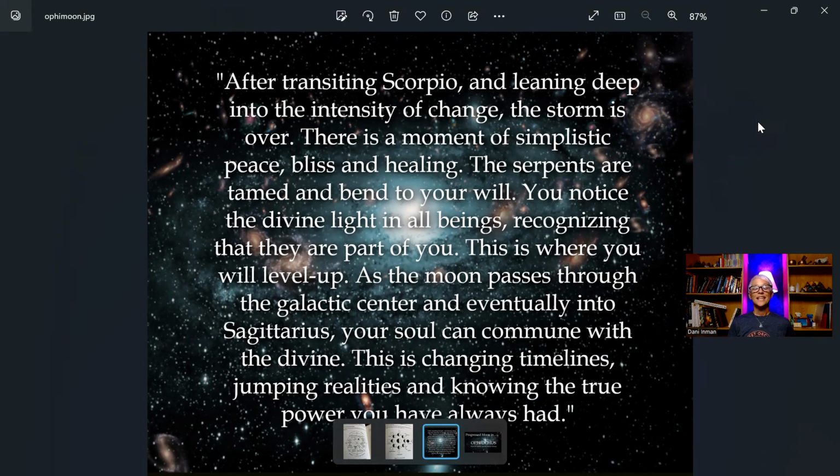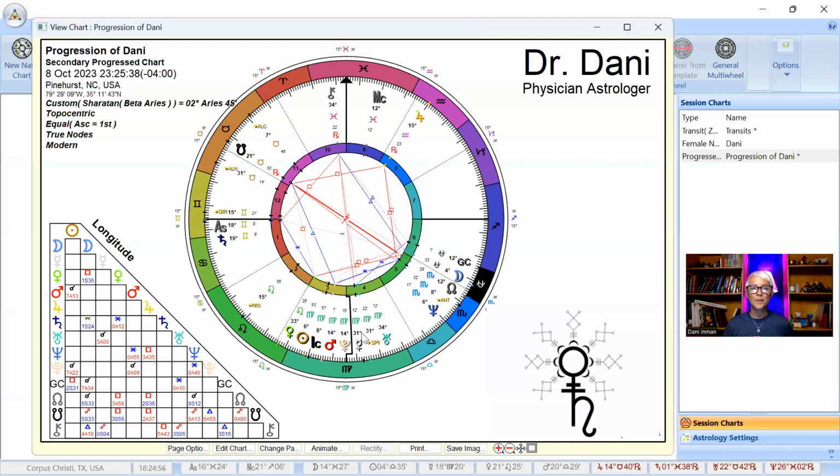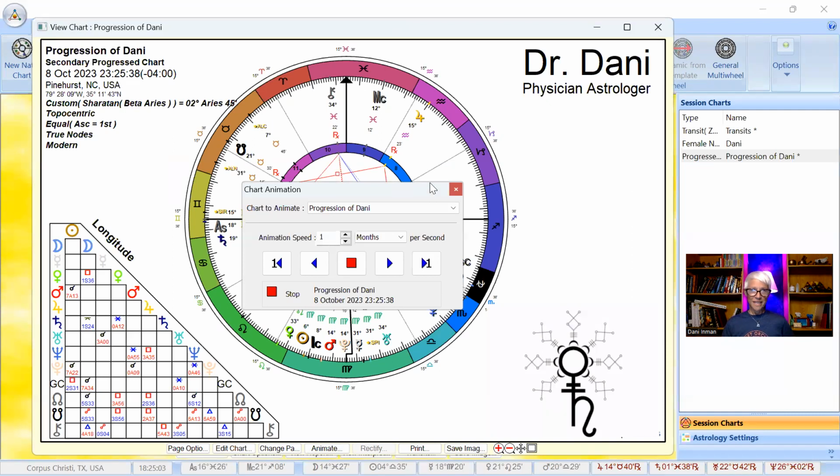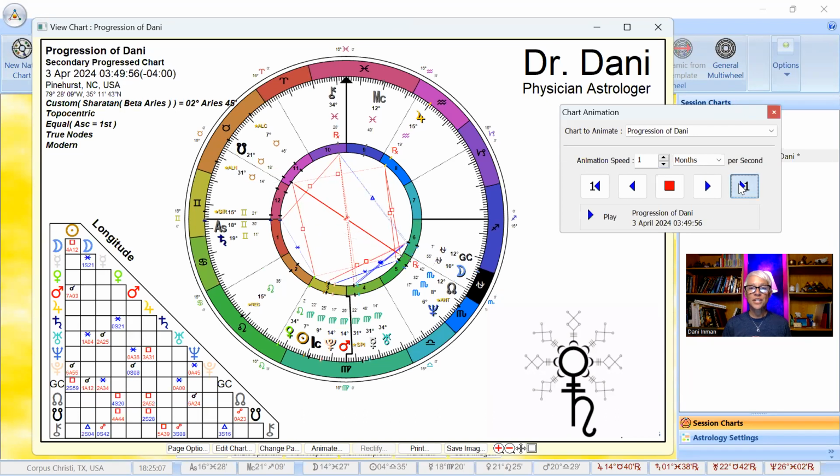Wow. Anyway, guys, that's where I'm at. That is my progressed moon astrology. I'm feeling a little bit emotional about it, because when I look at it, it's like, yes, this is where I'm at. So I just want to share one more thing, and then I want to show you guys some stuff, okay?